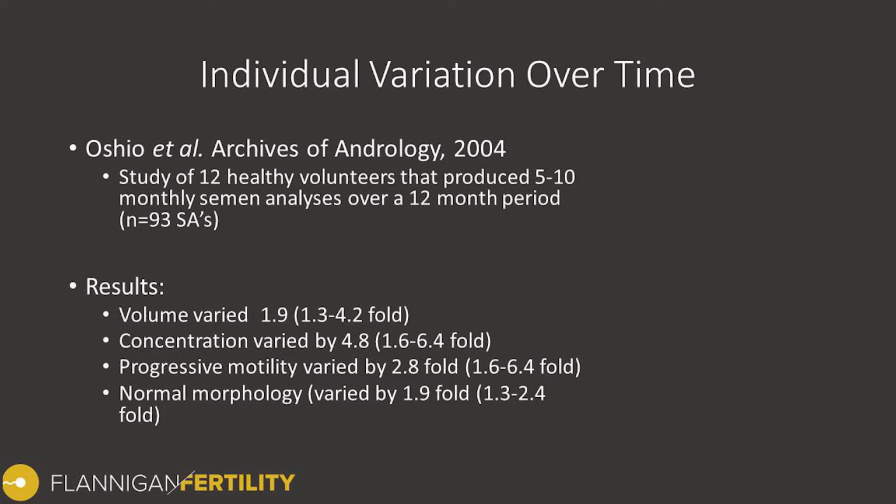What they found was that there is huge variability in all of these factors. The volume varied nearly twofold in the same individual over time. Concentration varied by almost a multiple of 5. Progressive motility varied by a multiple of nearly 3. And the morphology, so that strict shape, varied by almost a factor of 2.